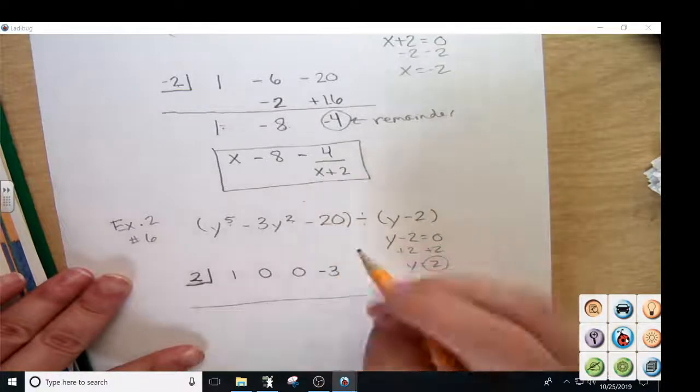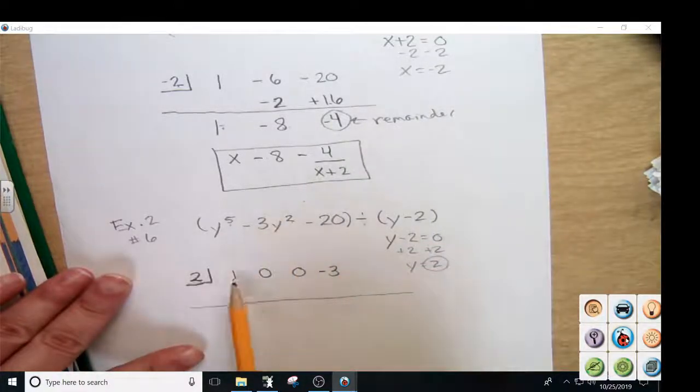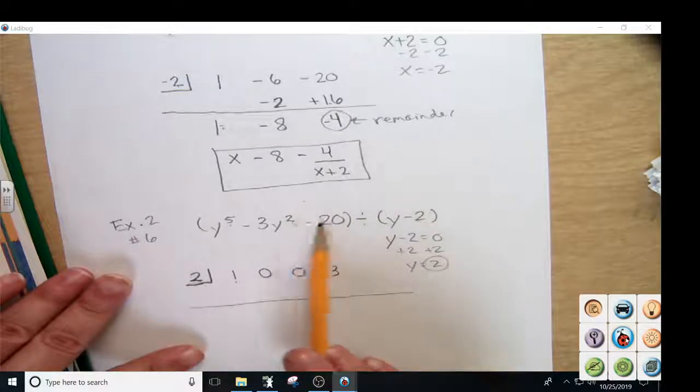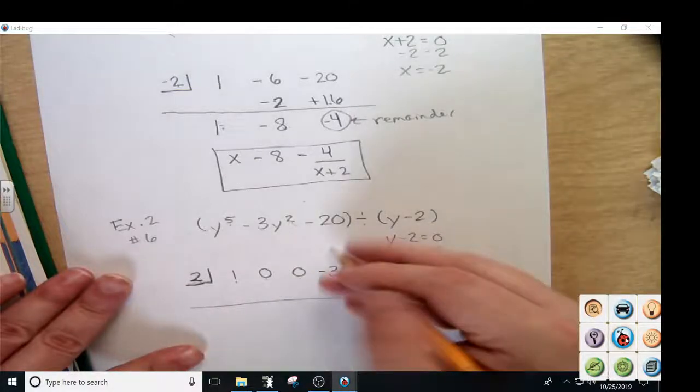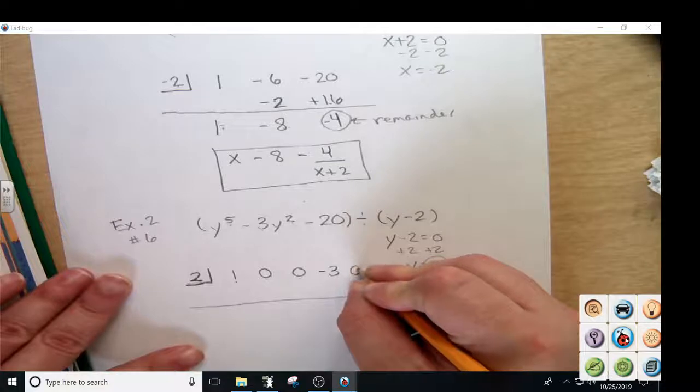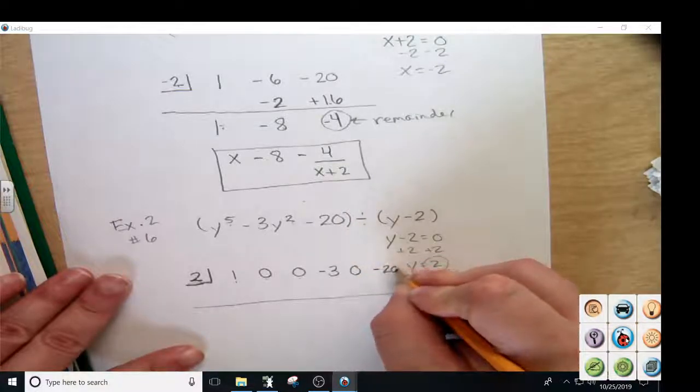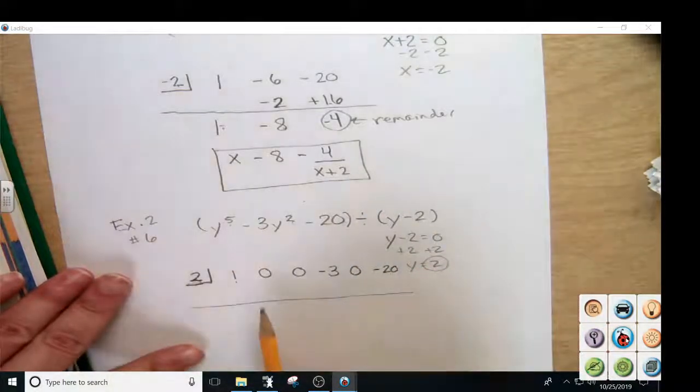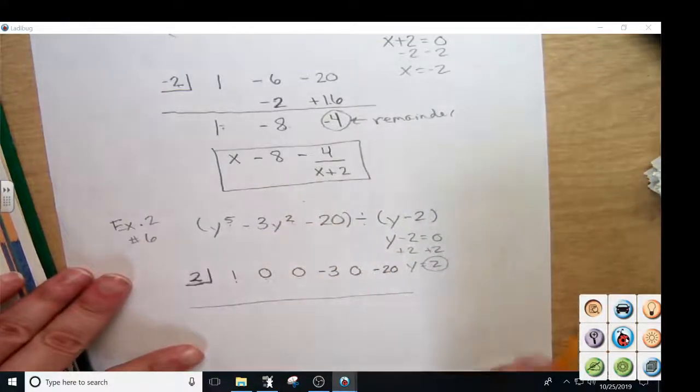-3 is this guy. Now remember, guys, this is the coefficient of the fifth power, coefficient of the fourth power, coefficient of the third power, coefficient of the second power. Now we're missing a linear term. We're missing y to the first, so we're gonna make another 0 for the first power, -20. So if the power's missing, you put a 0 in its place. You can't just leave it out because it won't work.